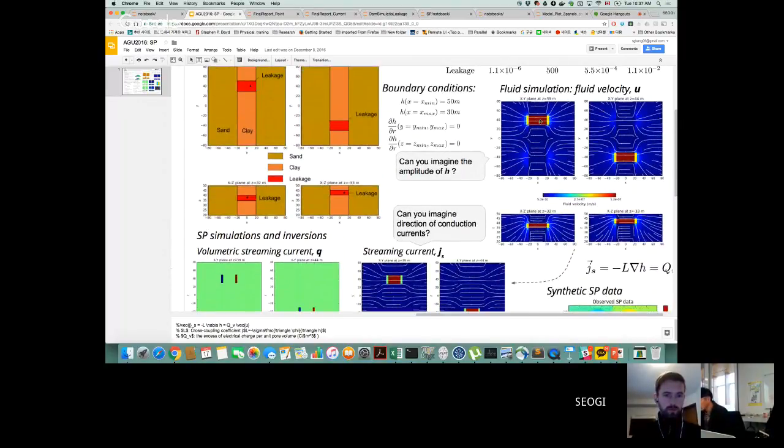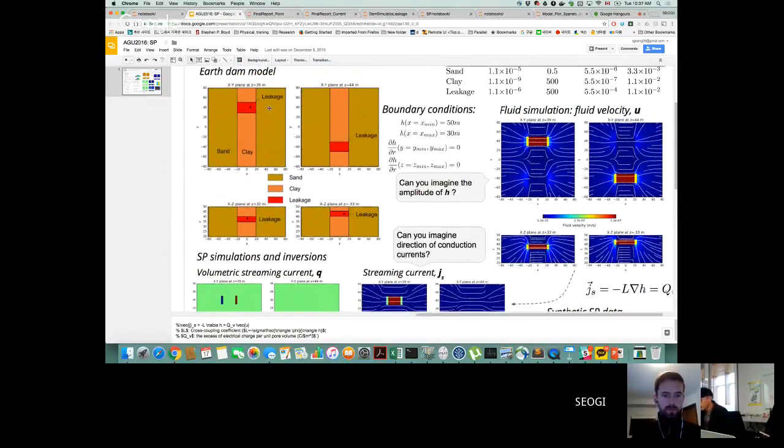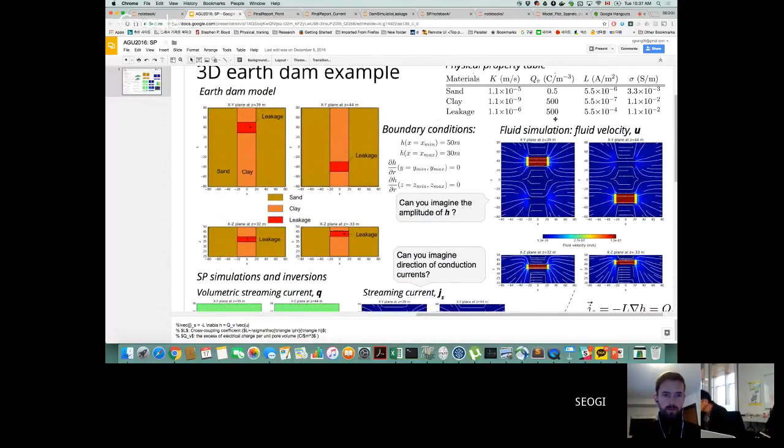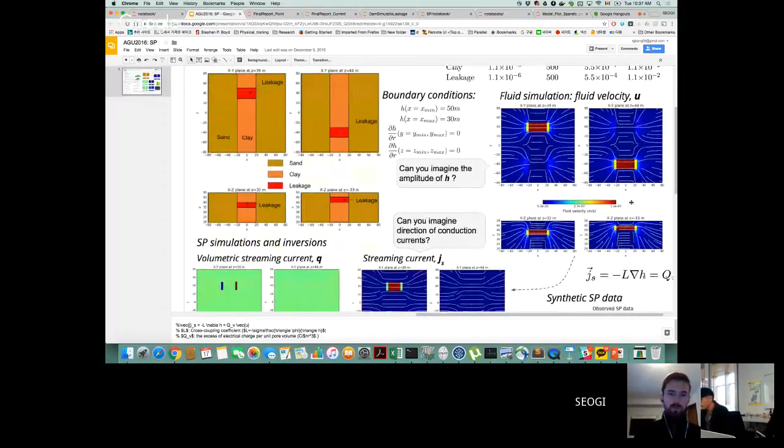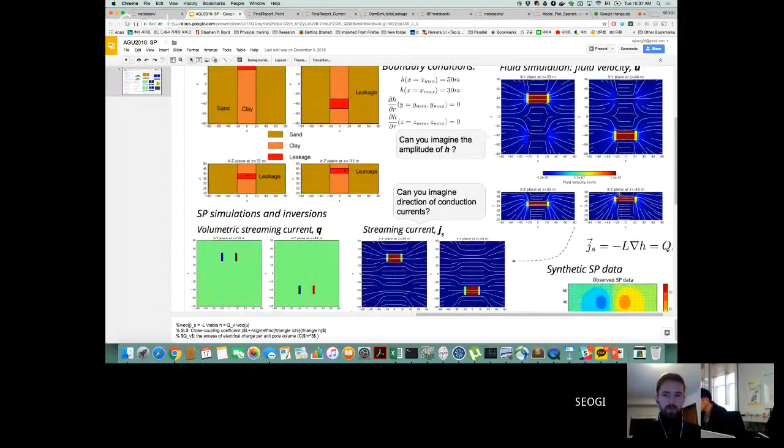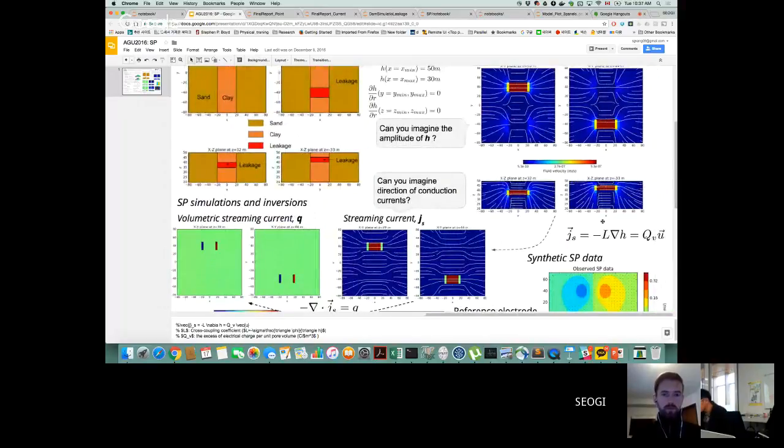Here we have high hydraulic, not high hydraulic conductivity. Oh yeah, high hydraulic conductivity at this leakage path. So fluid mostly flows here and has a higher velocity, and you can see that. So basically it's like a conductive layer or conductive target. That's very similar. And then by using that, assuming you know the L or QV, right? Yeah. So you can compute the streaming current, which is like this.